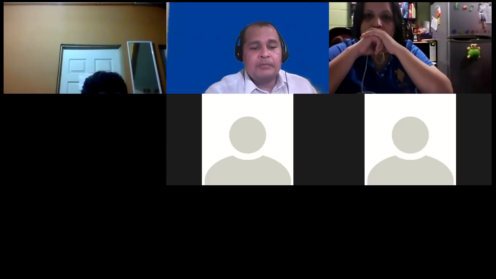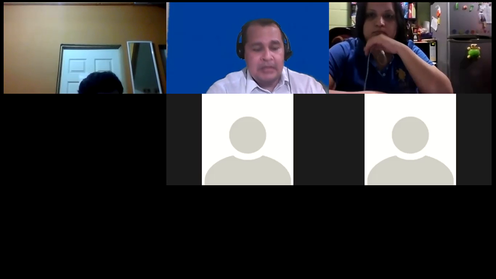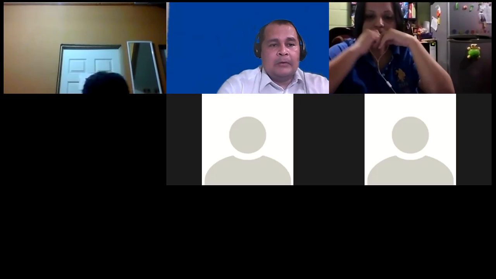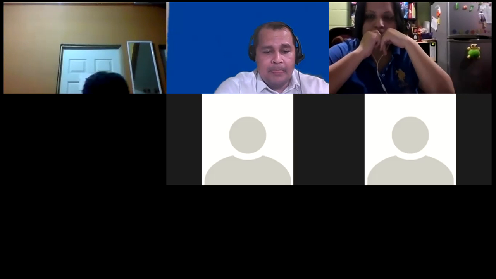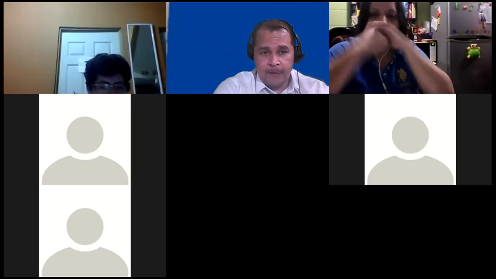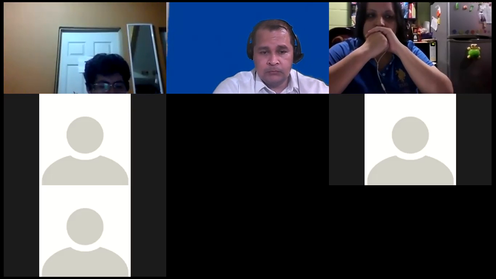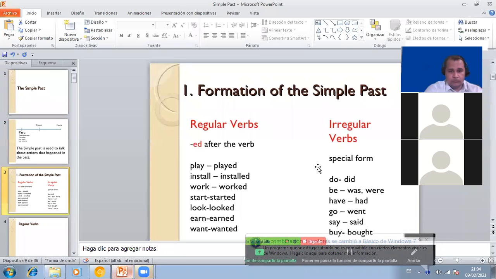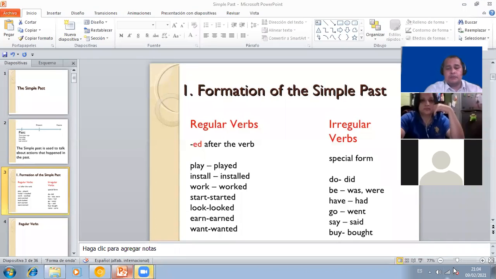Okay, so we have two different types of verbs. We have regular verbs and we have irregular verbs. Okay, what is the characteristic of the regular verbs, everybody? Okay, let me show you in this moment. So these are the two big groups. Observe, please. These are the two big groups that we have. Regular and irregular verbs. You see? The regular verbs are very simple. We only include ed, like this.